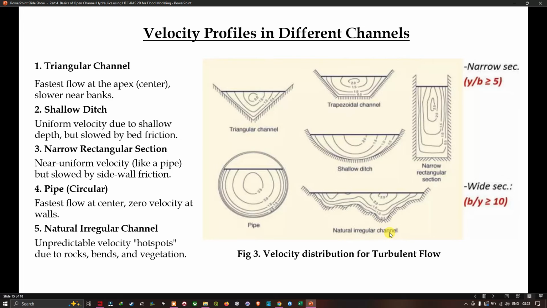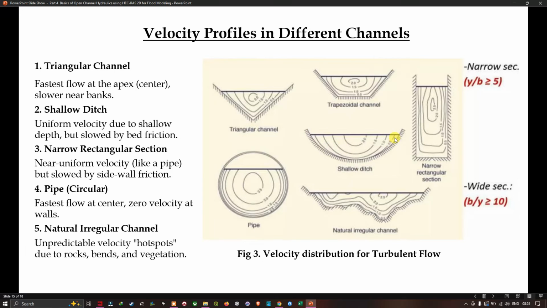So starting with the triangular channel, the flow is faster at the apex, that is at the center, and slower near the banks. The velocity is higher at the center, and it's slower near the banks. And the next is the shallow ditch. So the velocity is uniform due to the shallow depth, but slowed by the bed friction.